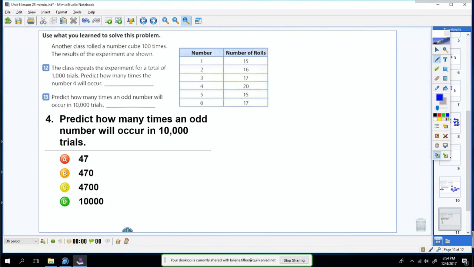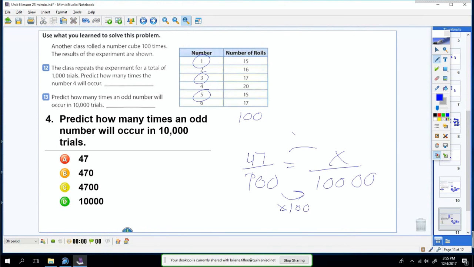Okay, now it says predict how many times an odd number will appear for 10,000 trials. Well, 1, 3, and 5 are my odd numbers. Remember, this adds up to 100. So I got 15, 17, and 15. So 15 plus 15 is 30, plus 17 is 47. So I have a 47 out of 100 chance, which I'm going to increase to 10,000. So the way I increase it is I just multiply by 100. So I multiply the top by 100, which is 4,700, which the answer is C.